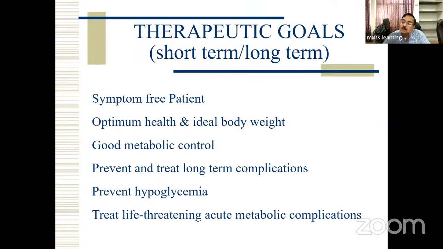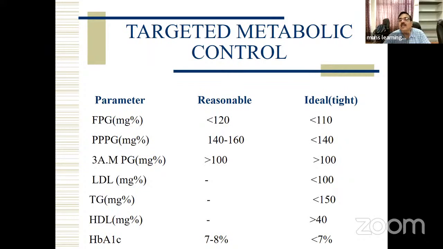There are metabolic complications such as ketoacidosis or HONK. What can happen? These very high levels of sugar are associated with cerebral edema, and they can lead to death. So the targeted metabolic control is fasting sugar less than 120, ideally less than 110.